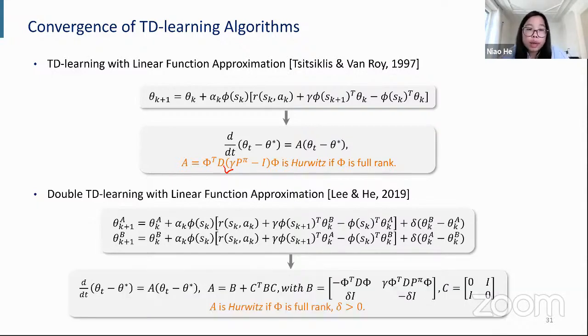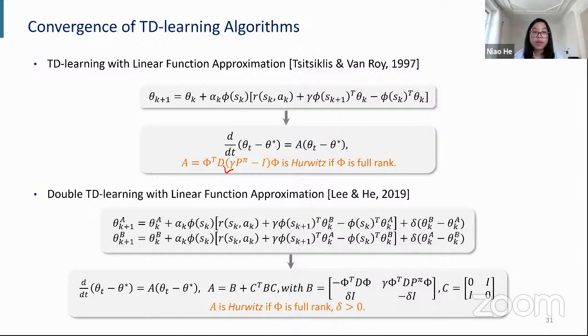Then you can also write down the associated ODE, and that will have a slightly different matrix A here. But this matrix A is actually closely related to what you see in the case above. And you can also easily show that this matrix A is actually Hurwitz if this feature matrix phi is full rank. And this immediately implies the convergence of the double TD learning algorithm.